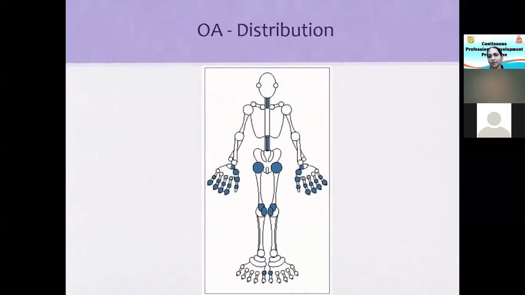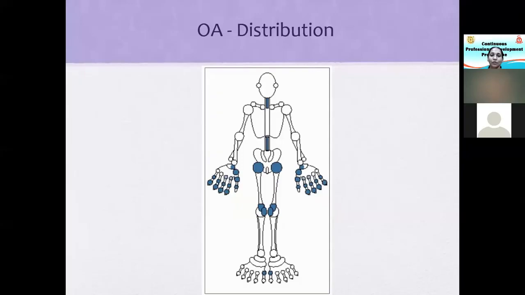So if you consider the distribution of osteoarthritis in the joints, we see that it is more common in the lower limb joints, where the weight-bearing joints get most of the load. So the hip joints, the knee joints, and it is also common in the first metatarsophalangeal joints. You see in the axial skeleton, the cervical and the lumbar spines are also very commonly affected because these are the places where a lot of movement occurs.